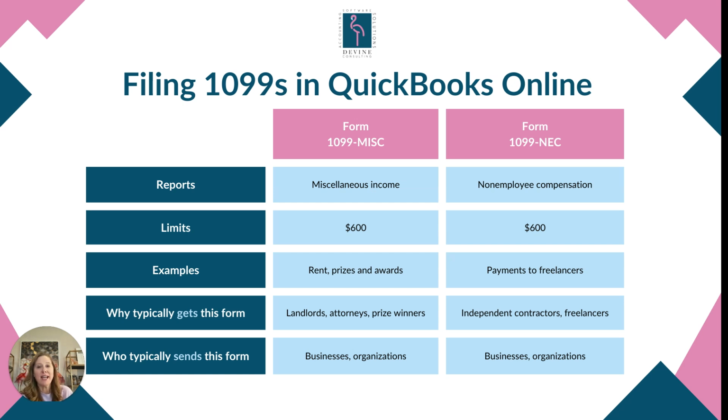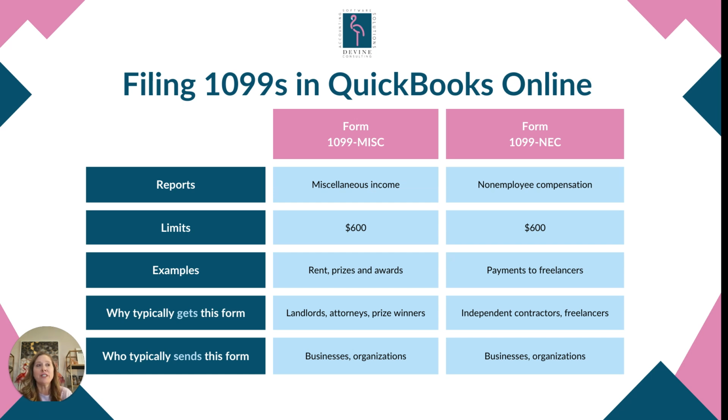So your 1099 NEC, which is short for non-employee compensation, is going to be used for your independent contractors and will be the most common form that you utilize. Remembering that you only need to file for those contractors you paid more than $600.